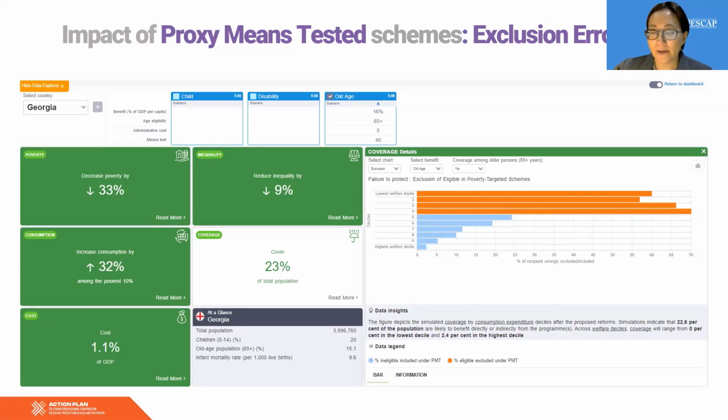In contrast to this, universal schemes, particularly child and old age benefits, would have much simpler means of verification based on age and residency. So by this means, we would be able to bypass this very complex and expensive targeting mechanism, which is also quite ineffective, as we can see, in reaching the intended beneficiaries.